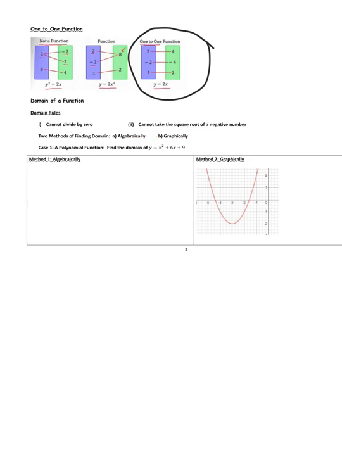So method 1, graphically. Here I have this equation, x squared plus 6x plus 9. See, that's the equation I have. And see this equation right here. I can see this is a quadratic function.